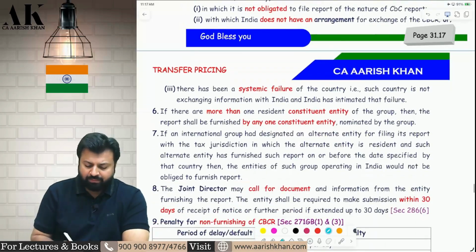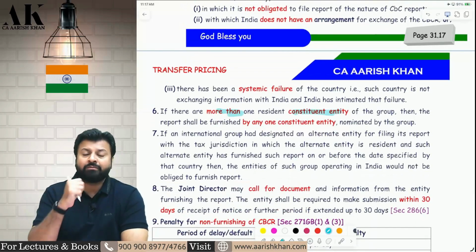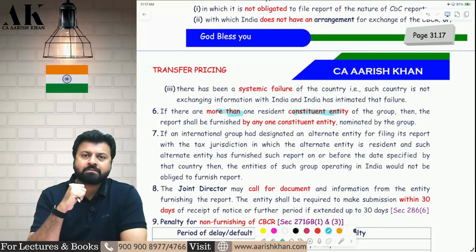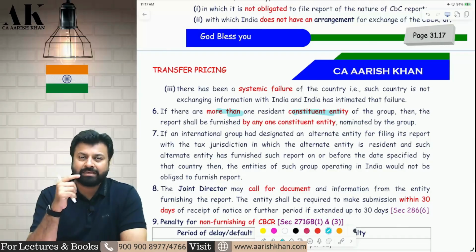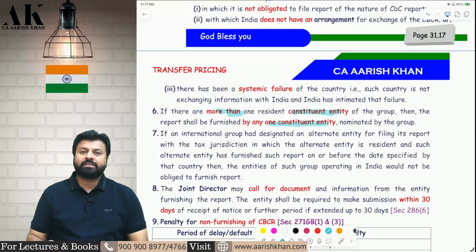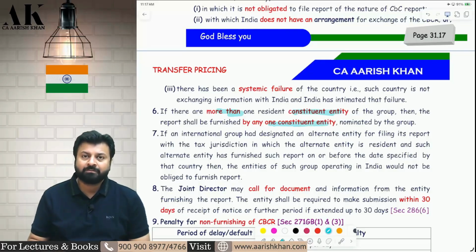Now, another issue, if there are more than one constituent entity, then who will file? Who is responsible? Sony has 3 subsidiaries in India, for example. Then who will be responsible? Then the group will designate one of them. Whomsoever the group designates, that entity will file the CBCR in India. I hope it is clear to all of you.